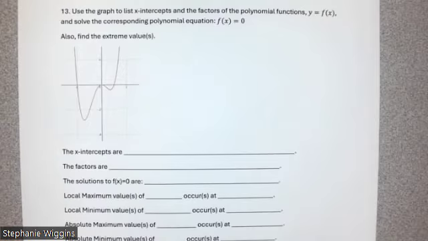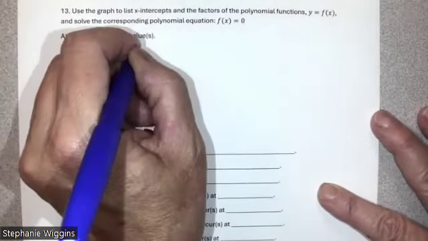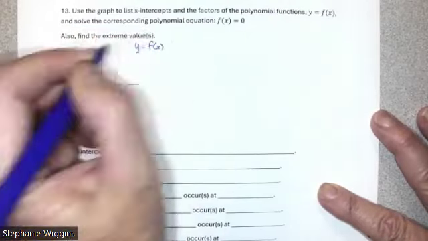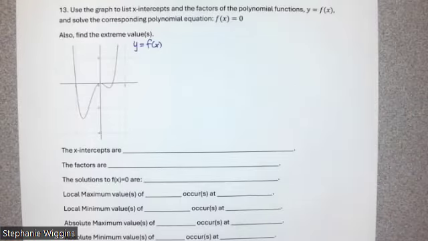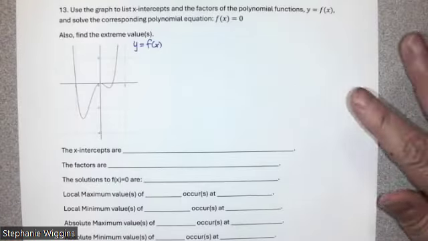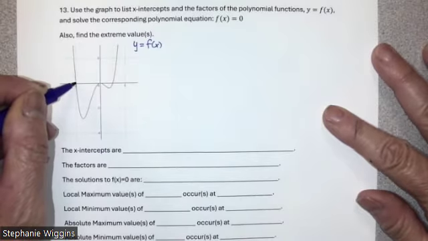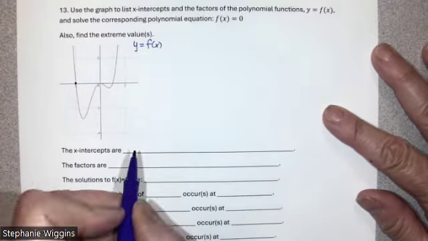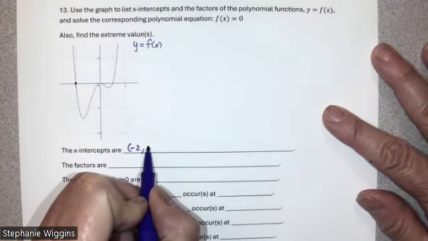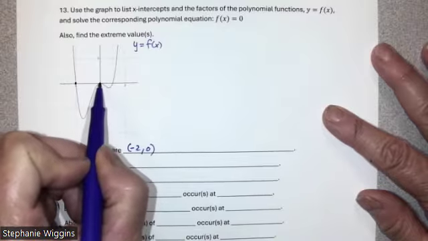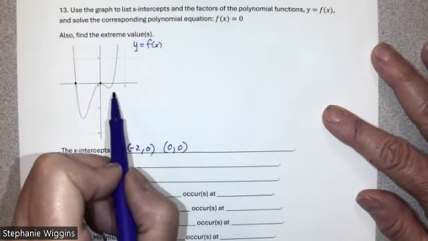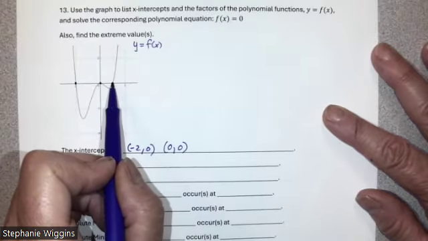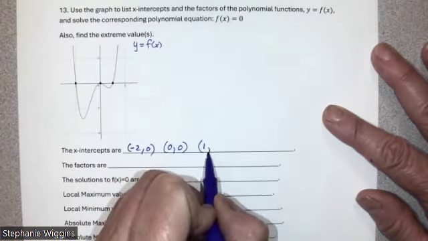This is y equals f of x. So the x-intercepts are the points at which the function crosses the x-axis. So here at -2, 0, that's the first point. Here at the origin. And then here we are at 1, 0.